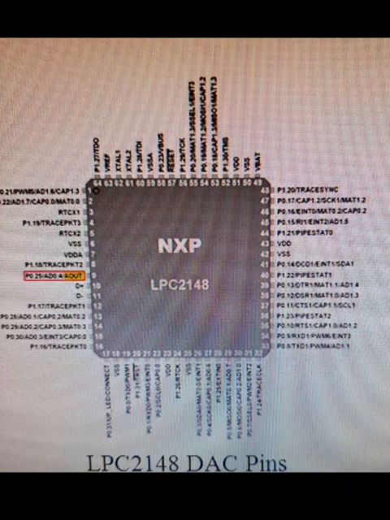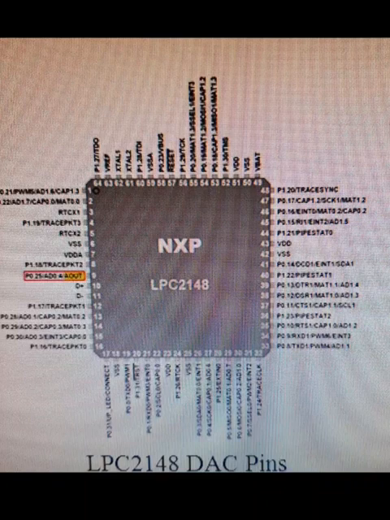That means hence we can change the voltage by changing the value of the 10-bit digital value filled in the DAC register. The DAC register is the DACR. For example, if we set the value 512, then we get the analog voltage at the AOUT pin as 512 divided by 1024 into VREF, which is equal to VREF divided by 2.